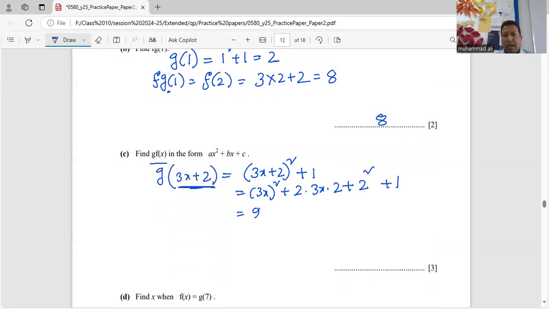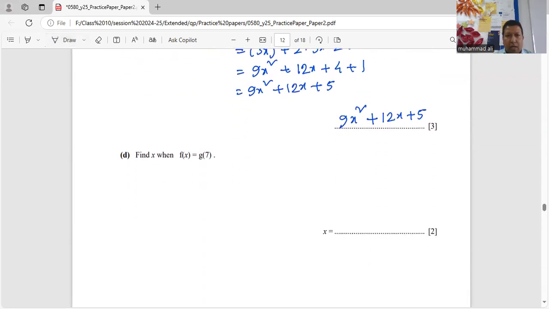So it will be 9x squared. 2 2s are 4, 4 3s are 12x, plus 4 plus 1. It will be 9x squared plus 12x plus 5. So finally, we have to write here 9x squared plus 12x plus 5.